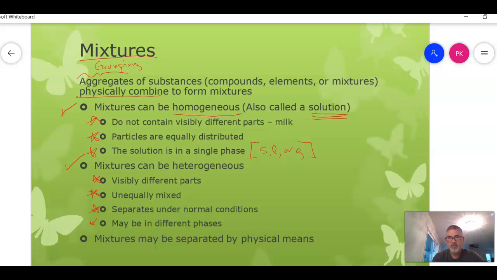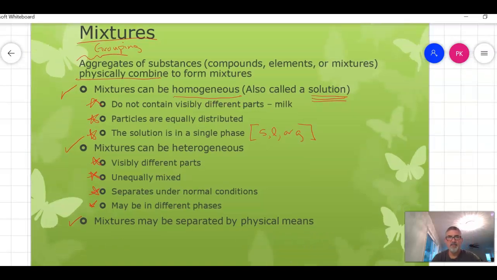So when you get that bowl of cereal in the morning, you put the cereal in there and you pour the milk, and the cereal's all floating on the milk, right? That's a heterogeneous mixture, because the cereal's in a different phase than the milk, and it's not equally mixed. There's more on top than on bottom if it's floating, right? And I can separate it by physical means.